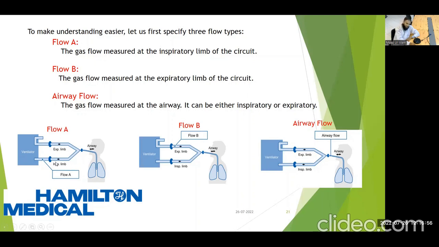The flow in the inspiratory limb is from this point to this point. This point is also known as the Y piece. So this is called the inspiratory limb, and from this point to this point is called the expiratory limb, and from the flow sensor or Y piece through the complete airway is the airway flow. Let's consider the inspiratory limb flow is flow A, the expiratory limb flow is flow B, and the flow inside the airway is airway flow.